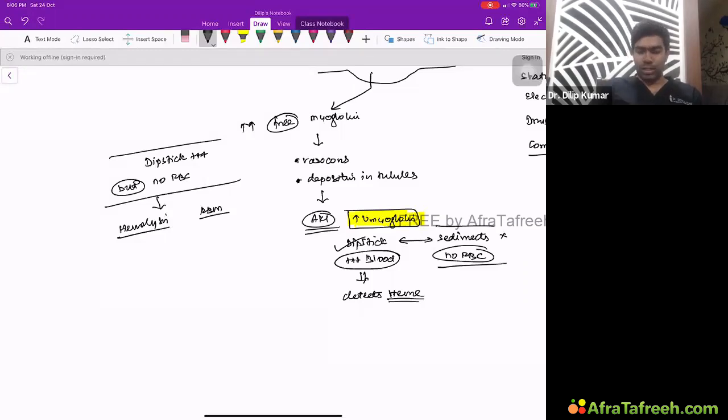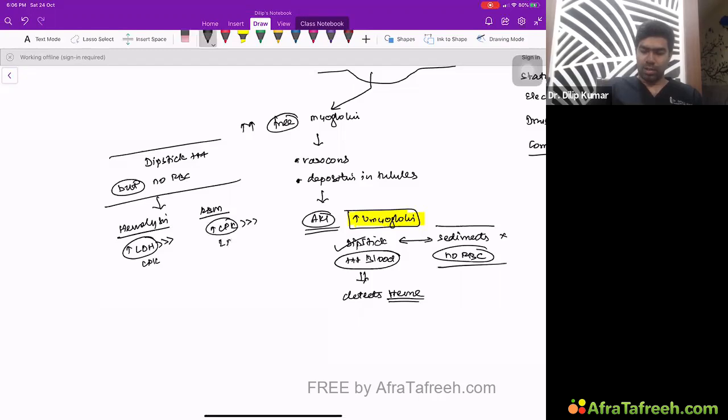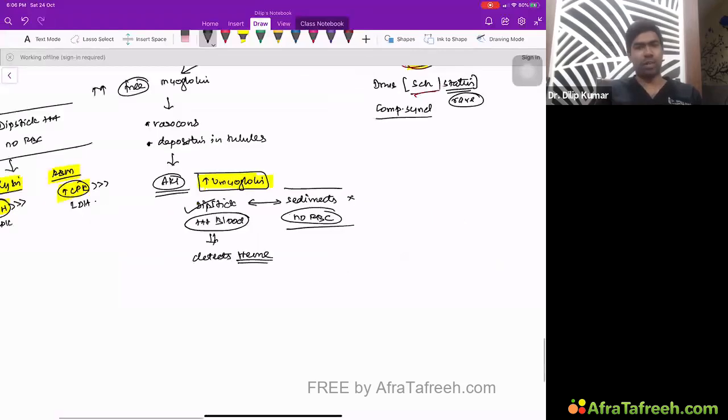In both these conditions, elevation of LDH may be seen and elevation of CPK may be seen. But remember, LDH elevation more than CPK, think about hemolysis. CPK elevation more than LDH elevation, think about rhabdomyolysis. If your primary problem is CPK elevation, think rhabdomyolysis. If your primary problem is LDH elevation, think hemolysis. Very important. That's how you differentiate based on parameters, but there will be a clear-cut history of whether it's free hemoglobin or free myoglobin. Nevertheless, this is a very, very important concept in exam.